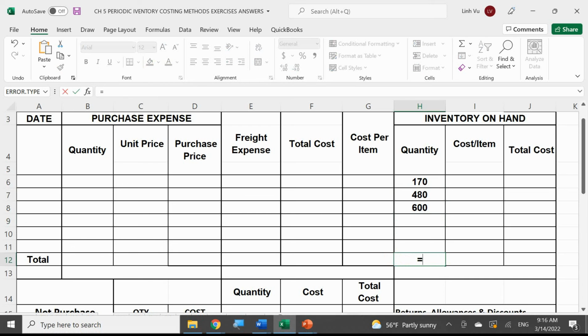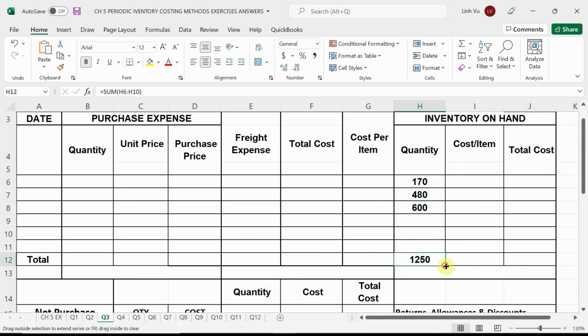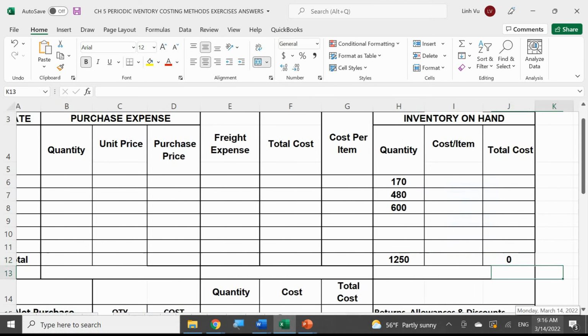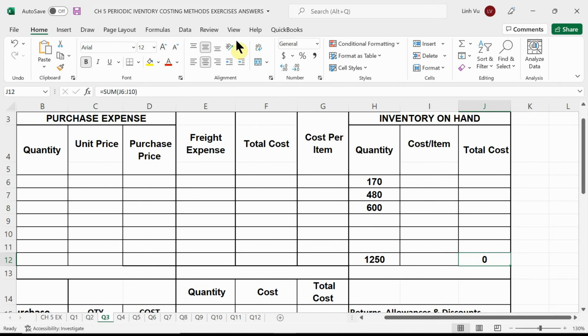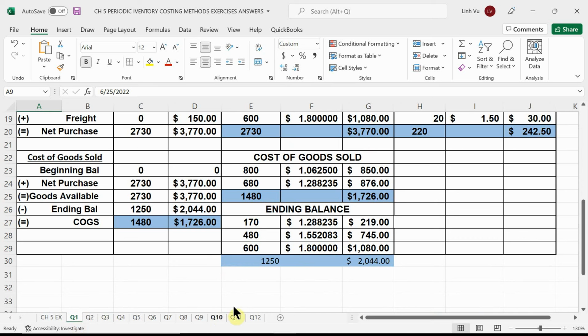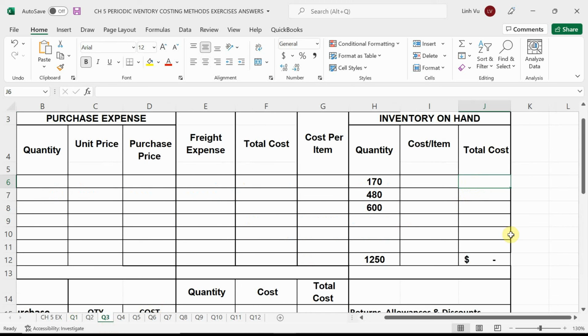Which gives us a total of 1,250. And I'm actually going to carry the total values over. The total values from question 1 are 219, 745, and 1080. I'll copy those over here: 219, 745, 1080, to give us a total of 2,044, which is correct. That's what we had left at the end of June.